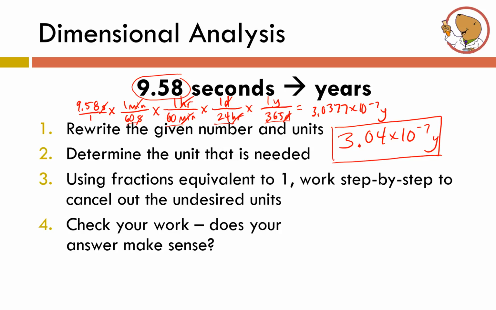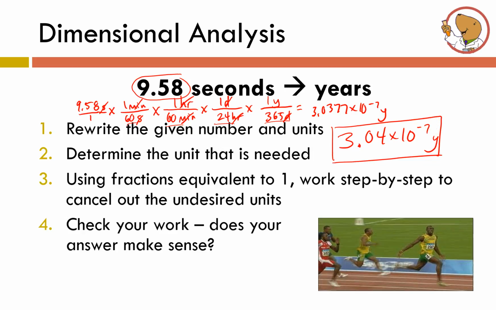I don't know necessarily that my answer is correct, but at least it makes sense. When I'm talking about 10 to the negative 7th, I'm talking about a very small number, so at least this makes sense. And if you are wondering where this number came from, it's from Usain Bolt. Not this most recent Olympics, but I think this is his world record holding time.